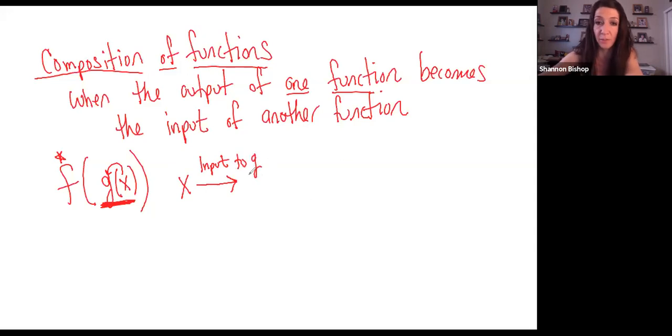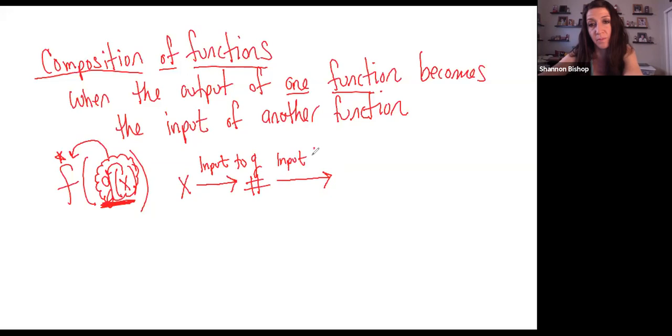And then you get whatever answer you get. But then that number, whatever that number is, becomes the new input. So whatever this answer is then becomes the new input to the function named f. And then whatever you get out of that, that's your final answer. So notationally speaking, you work the notation from the inside out.